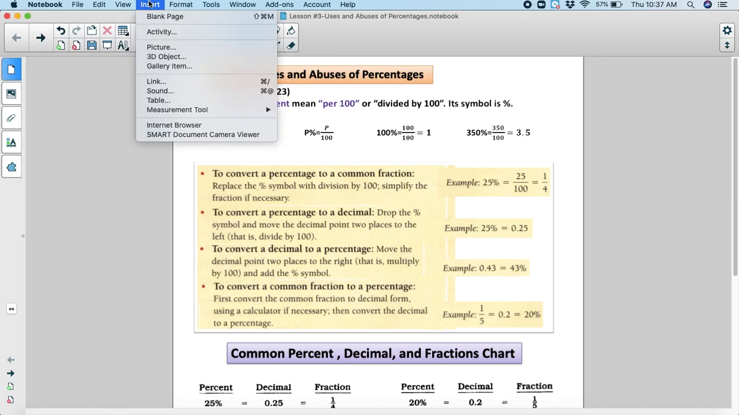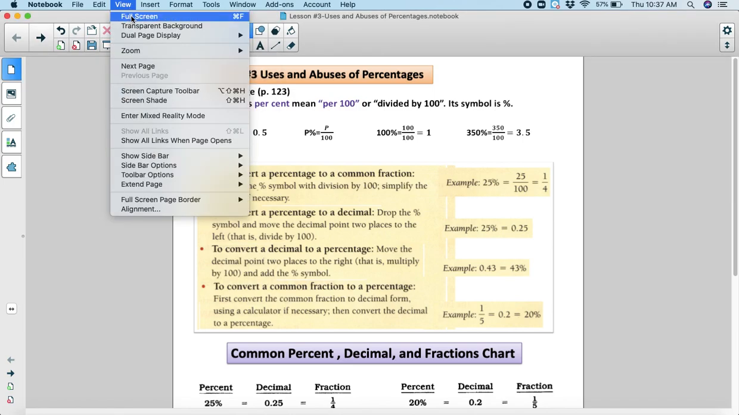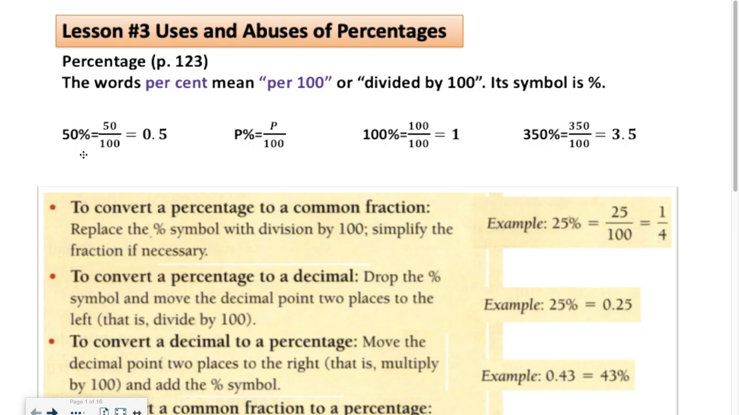This video is going to be dealing with basic percentages, and then the second part will be how we can use percentages to solve problems. So the word percent means out of 100 or divided by 100. 50% would be 50 out of 100. P% would be P out of 100. 100% would be 100 out of 100, or 1. And an example where there's more than 100%, like 350%, would be 350 over 100, which is 3.5.